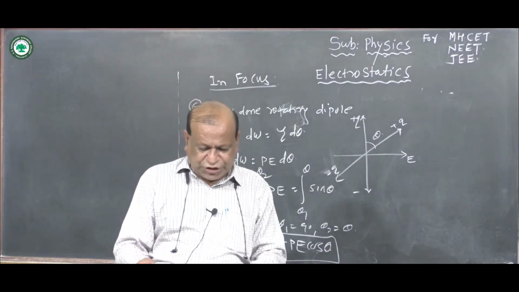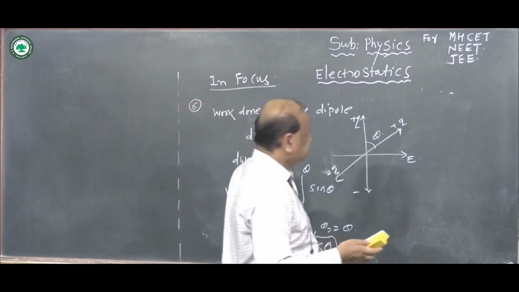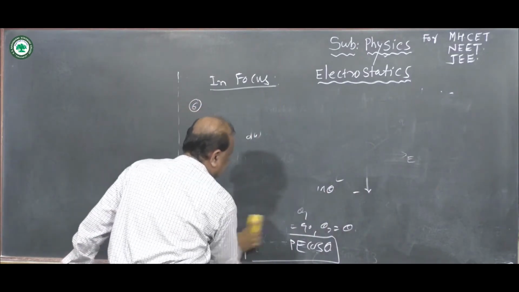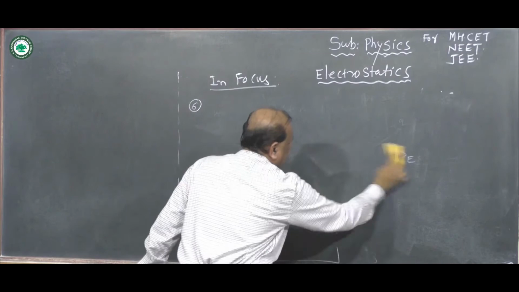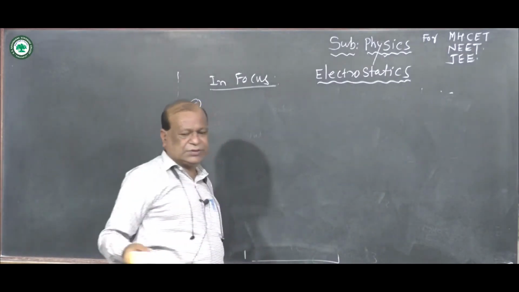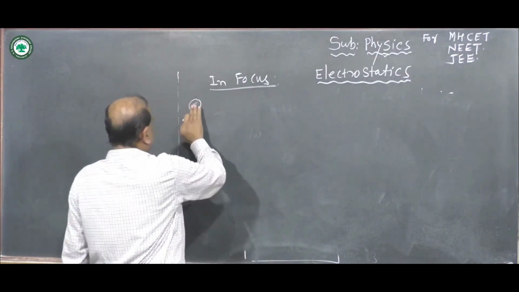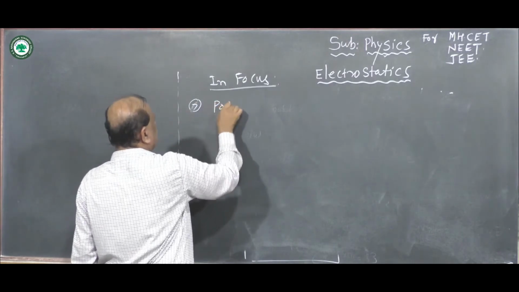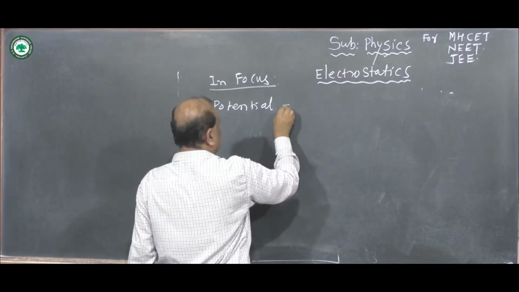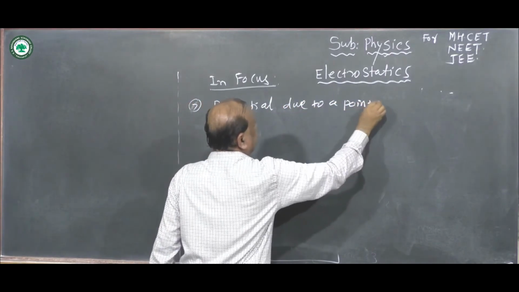And now we also studied the potential due to a point charge. Next point. Already we obtained these expressions. Now the next point is potential, point number 7, electric potential due to a point charge.